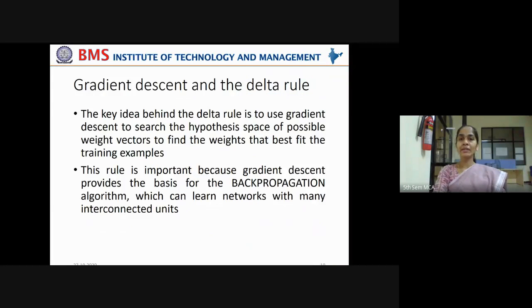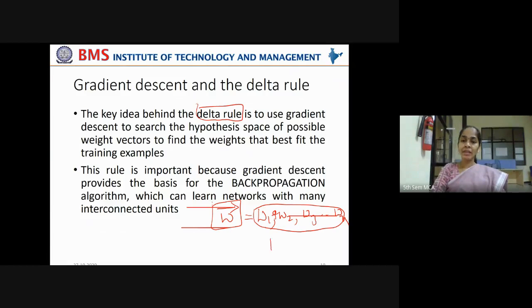The key idea behind the delta rule is to use gradient descent to search the hypothesis space of possible weight vectors. You know what a weight vector is, right? When I say a weight vector, I represent it with this arrow, and that is the combination of W1, W2, W3, and so on up to Wn, right? The combination of all these weight elements is called the weight vector. And when I say weight vector, I represent it with this arrow. It has magnitude and direction. In physics, we represent it like this, right?